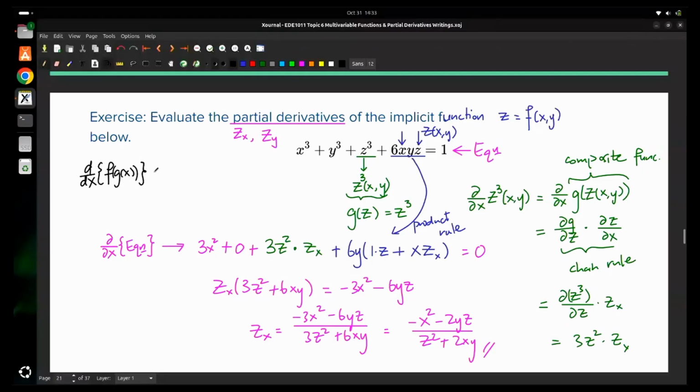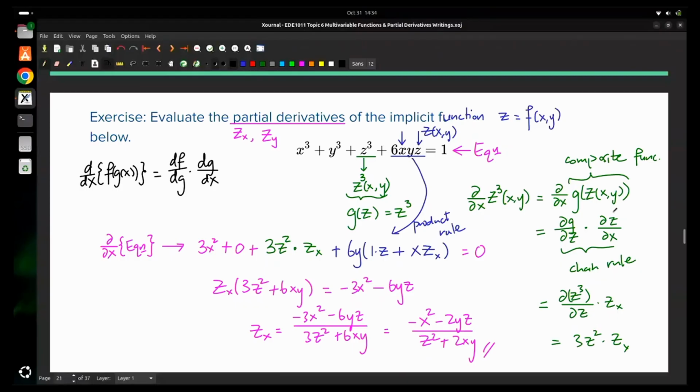You still remember what you did for this? This one is like df dg times dg dx. So it's exactly the same thing being applied here. So it's like dg dx, dg dz, then times dz dx. So then the del g del z is just differentiating z cubed with respect to z. So therefore it's 3z squared.